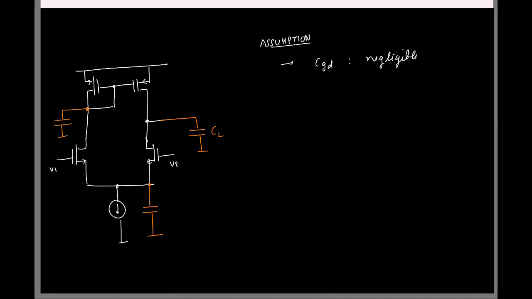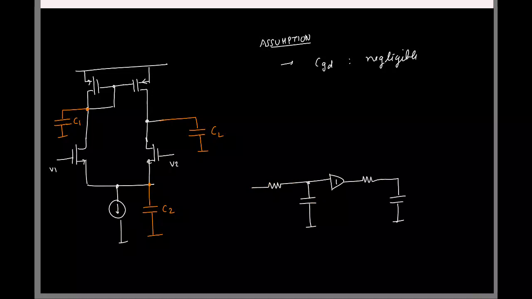And one more capacitance here. Okay, so I'll call it C1 and C2. Is that fine? So next, we know that if you have an RC like this, with R1, C1 and R2, C2, what are the pole locations here?